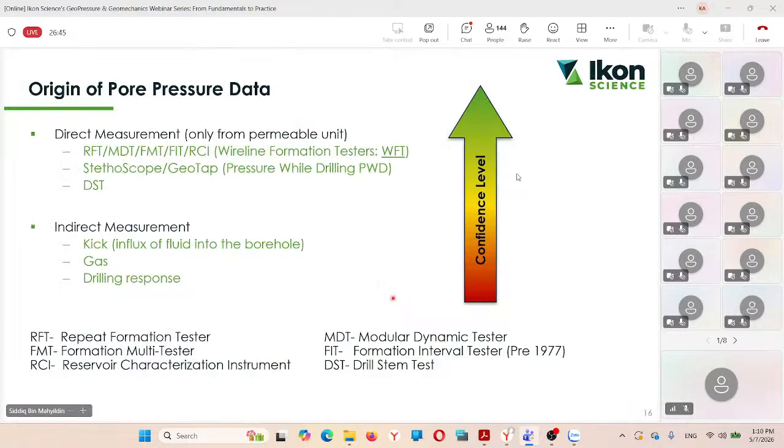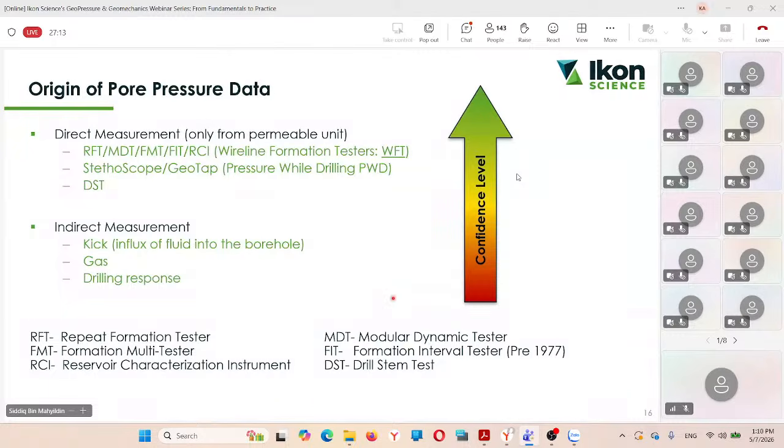What is the origin of pore pressure data? Some of you might be familiar with this already. I saw we have some drilling engineers, some well engineers joining us today as well. Over here, we have direct measurement and indirect measurement kinds of data. Direct measurement is basically a measurement that we get from a permeable unit, from our sand unit, any permeable unit. Most of the time we don't take it in shale, right?